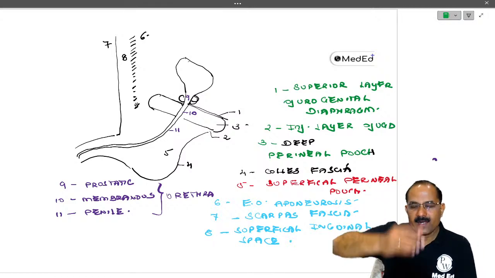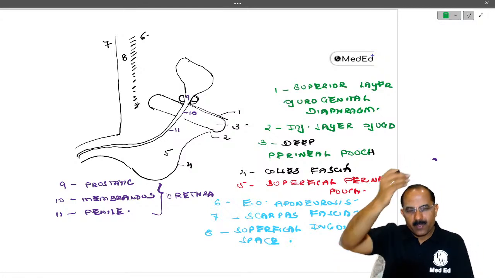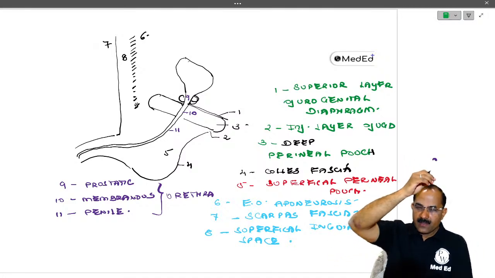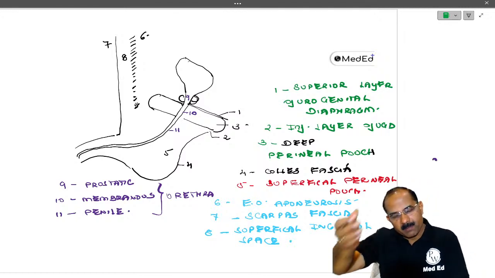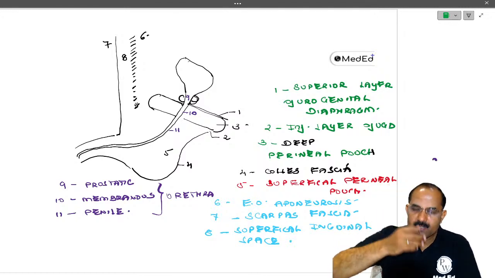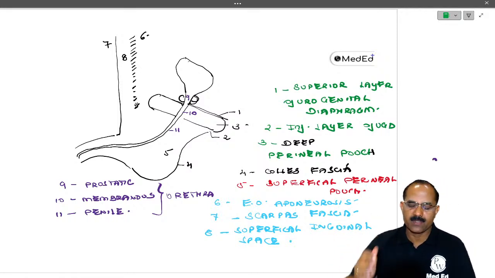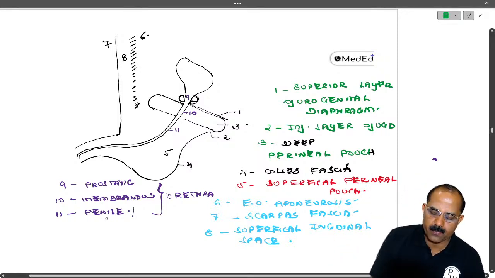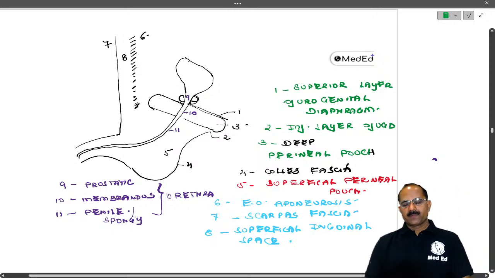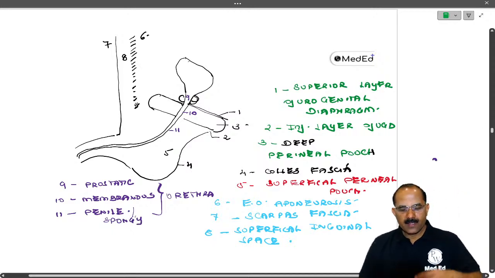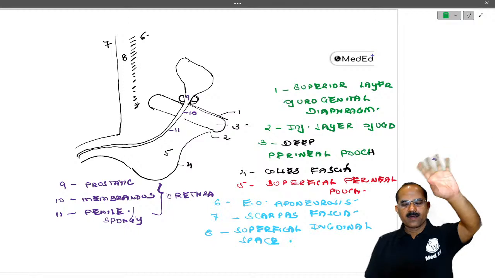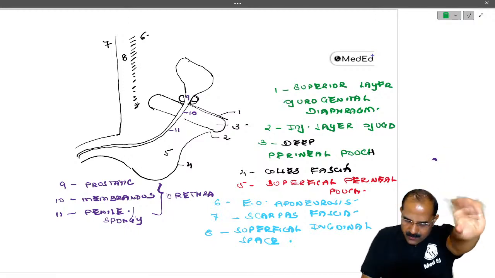The urethra in the prostate is known as the prostatic urethra. In the deep perineal pouch it is known as the membranous urethra. And in the superficial perineal pouch it is known as the penile urethra or the spongy urethra. Penile urethra का दूसरा नाम है spongy urethra. Clear है? Clear till here? If it's clear till here, you tell me, then I proceed.